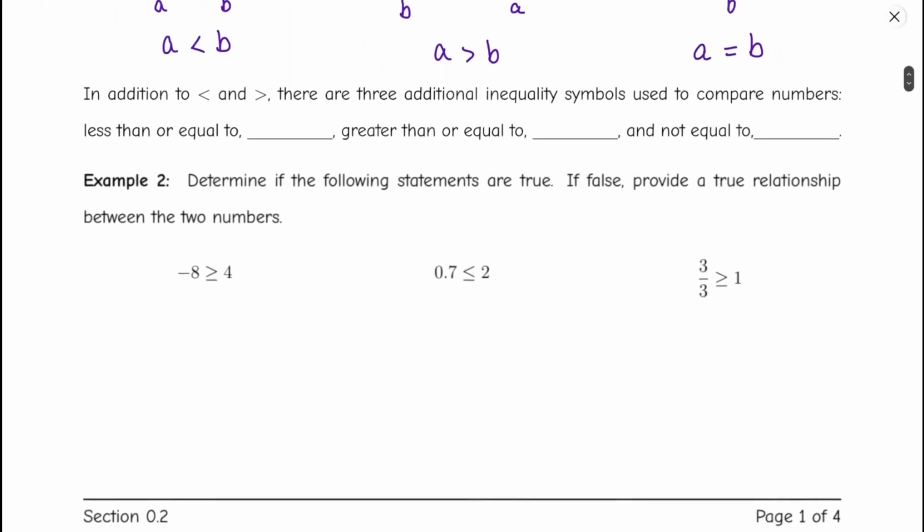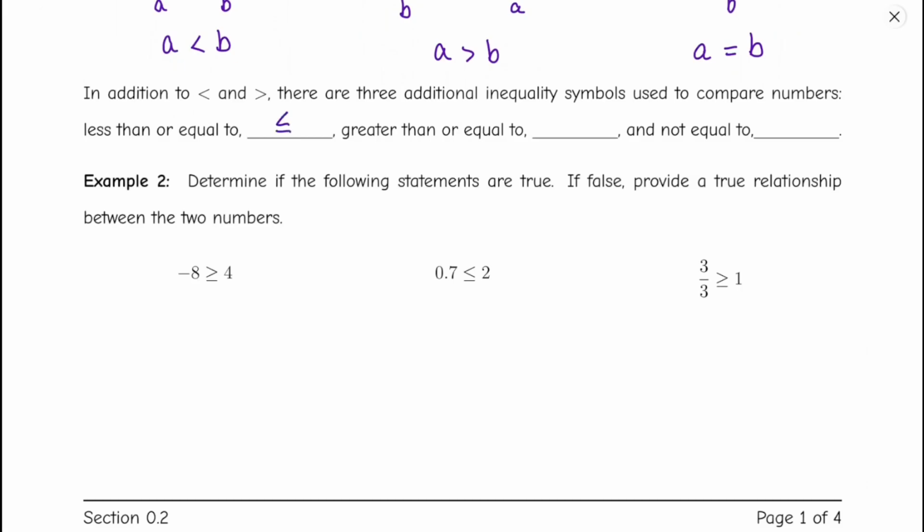In addition to less than and greater than, there are three additional inequality symbols used to compare numbers. Less than or equal to, so it's the less than sign combined with half of the equal to sign. Greater than or equal to, so again, it's the greater than sign combined with half of the equal to sign. And not equal to is the equal to sign with a slash through it.